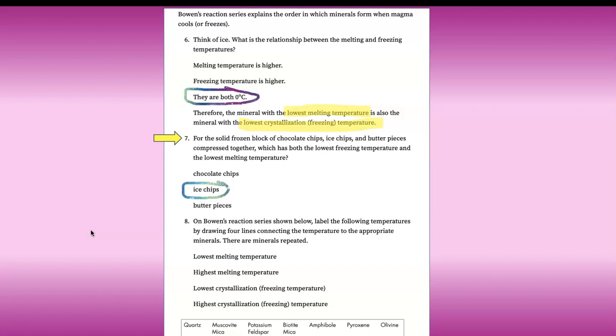Now, on Bowen's reaction series, we want you to label the following temperatures by drawing 4 lines to connect to the appropriate minerals. The lowest melting temperature is going to be down here at quartz. The highest melting temperature is going to be over here at olivine. The lowest crystallization or freezing temperature is also going to be quartz. And the highest freezing temperature is also going to be olivine. So I hope you see this relationship between the freezing and the melting temperature.